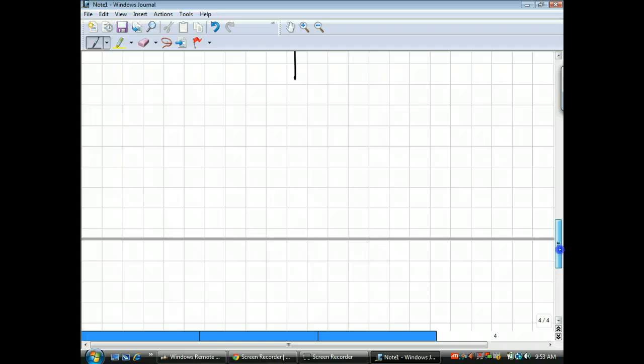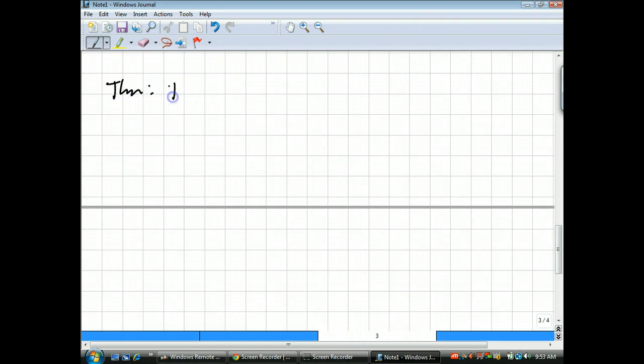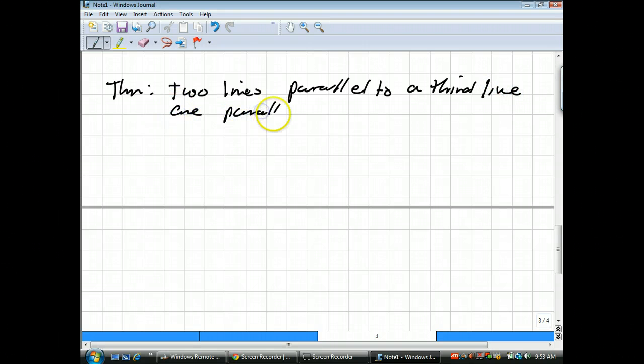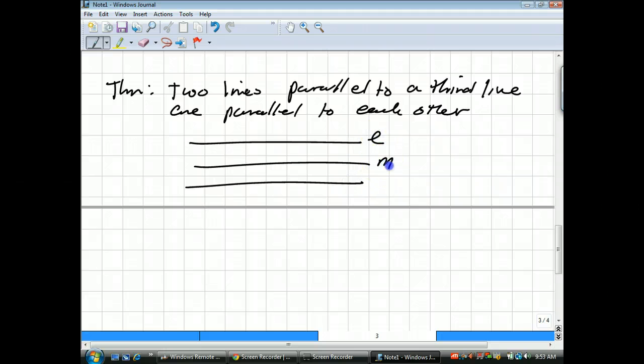Okay? And then the final one is two lines parallel to a third line are parallel to each other. Okay? So in this one we have three lines, L, M, and N. Okay? So if L is parallel to M, and N is parallel to M, then L is parallel to N. That's what it says. Okay?